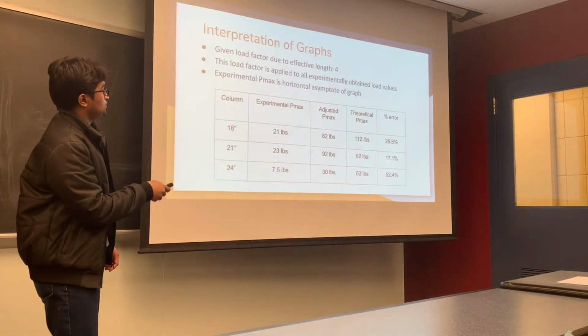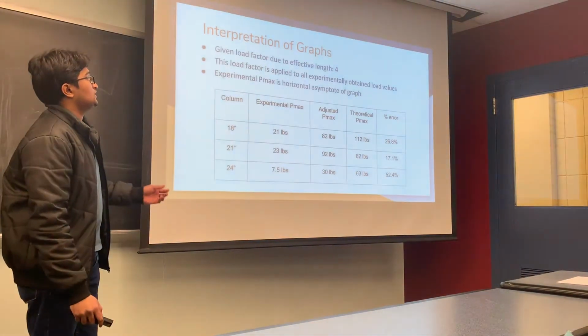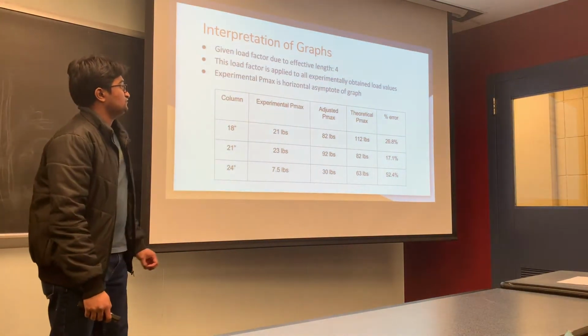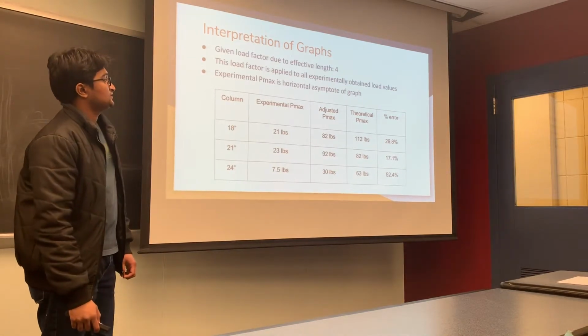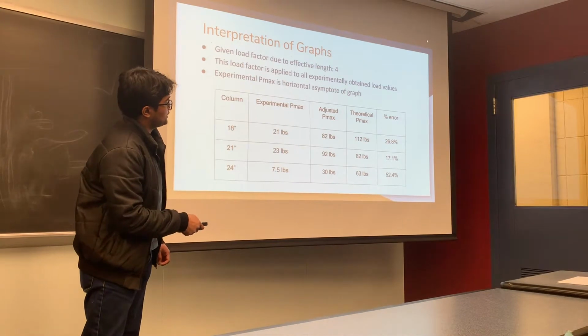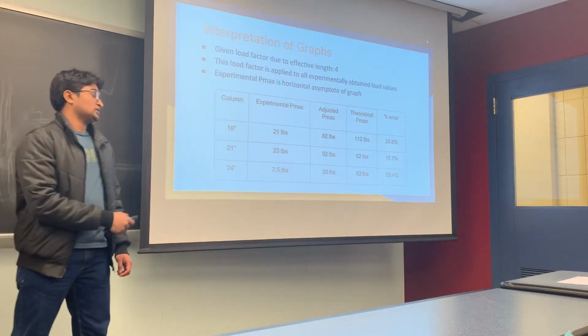And then once we got the experimental critical load data from the plot, we multiplied by 4 due to the effective length factor, and we got the adjusted critical load. And we also calculated the theoretical critical load, and using these, we finally calculated the error. And also we used a different approach to calculate the buckling load.